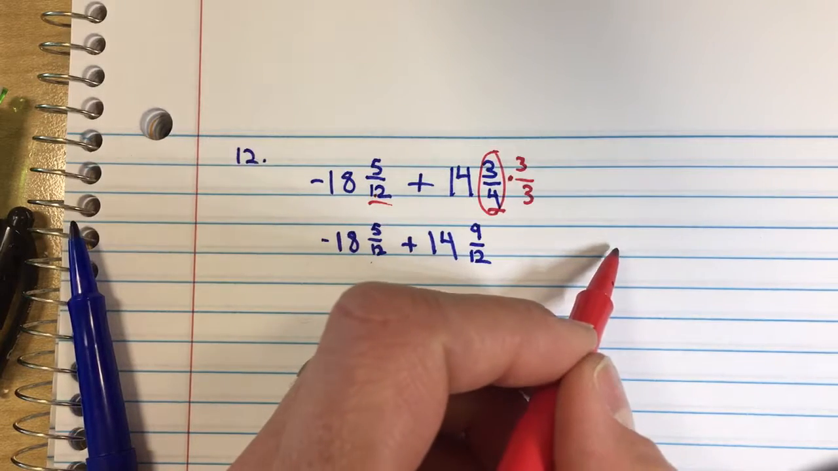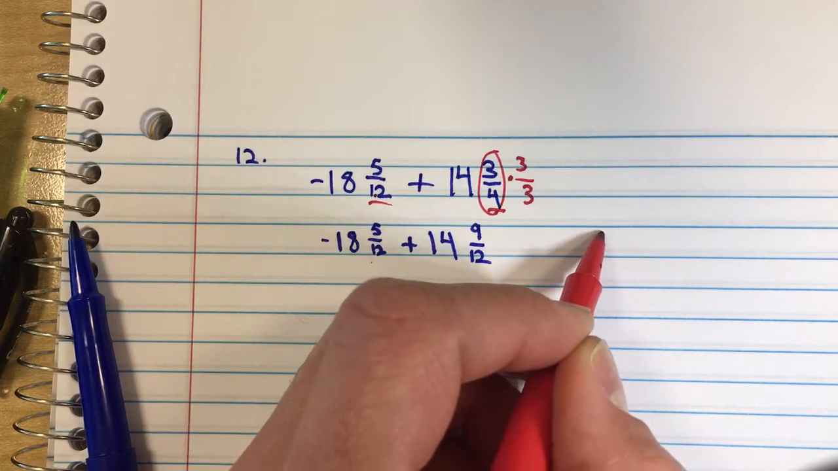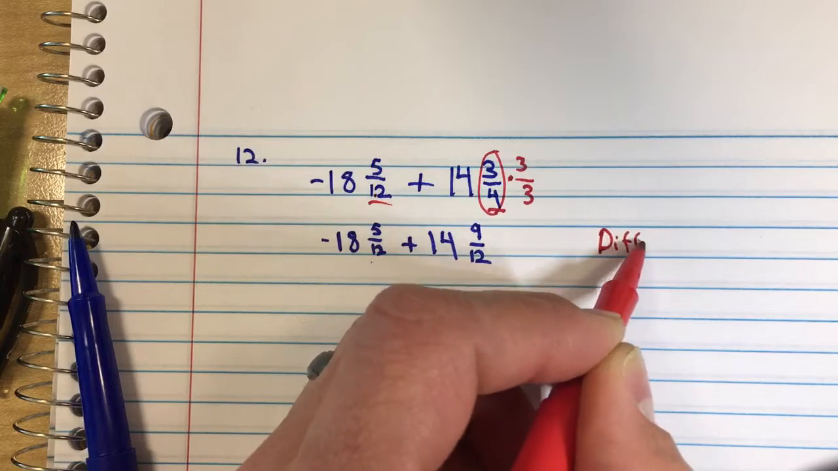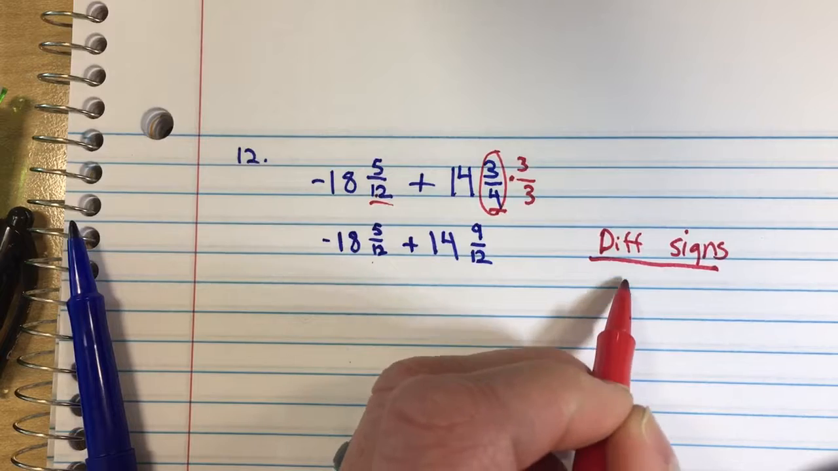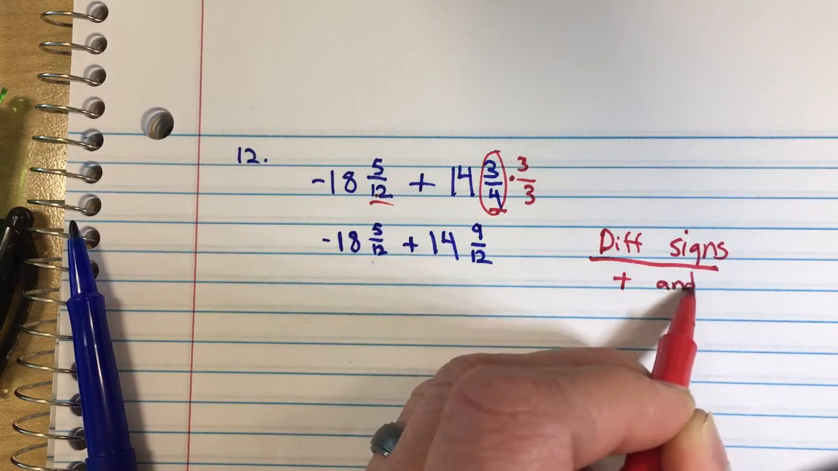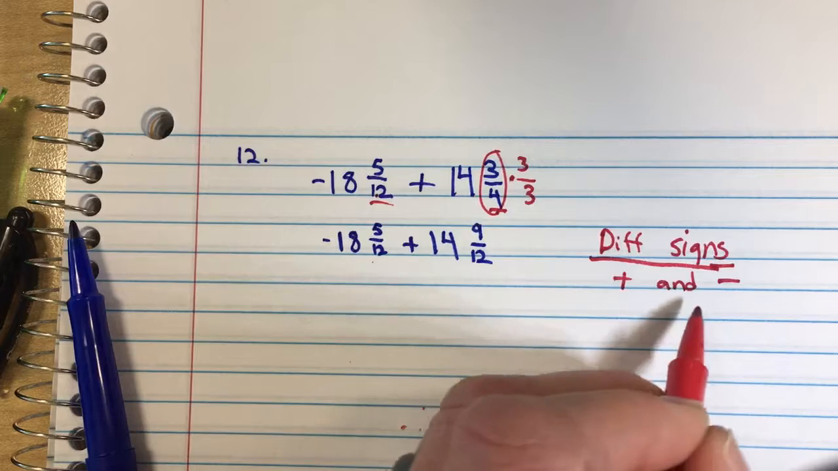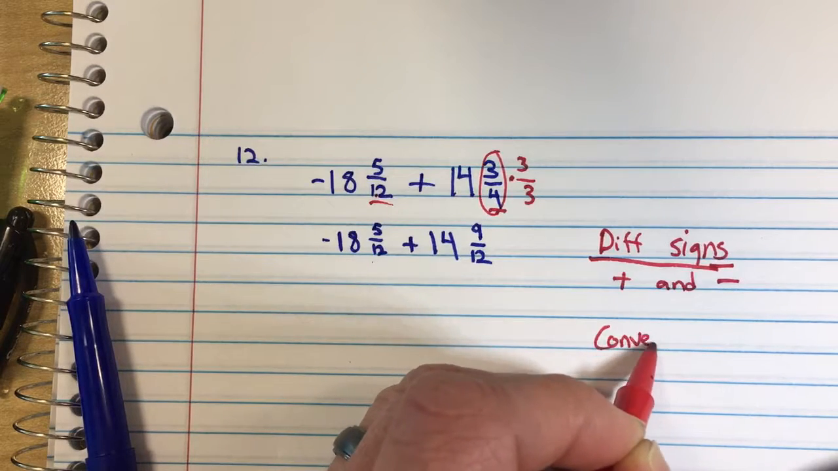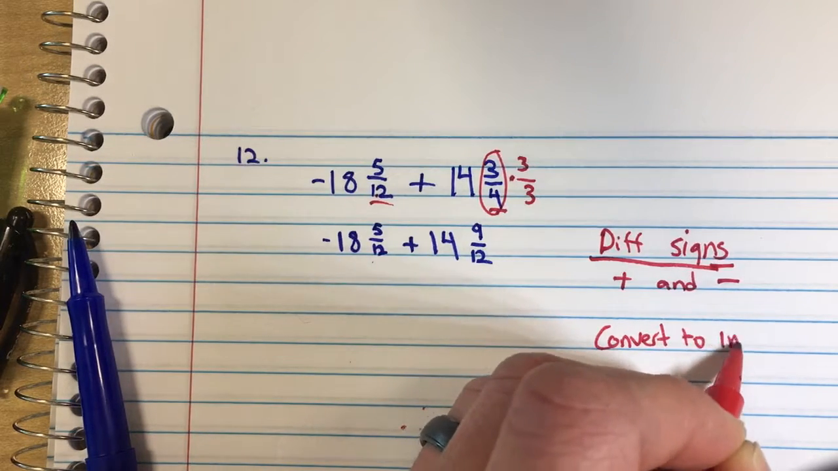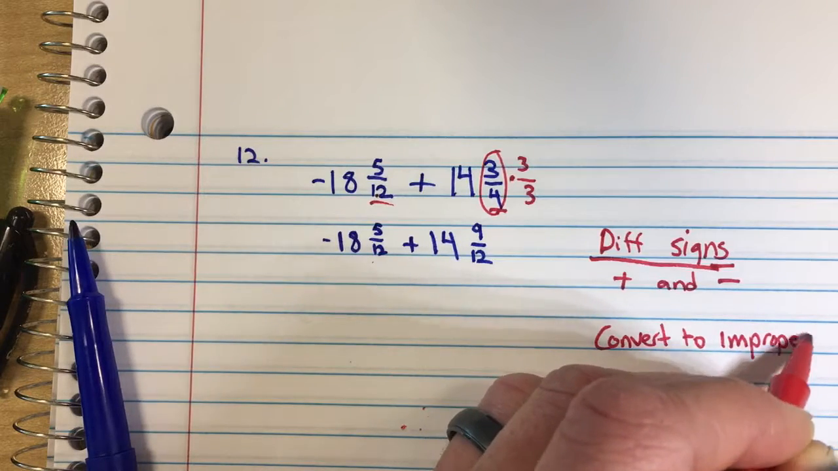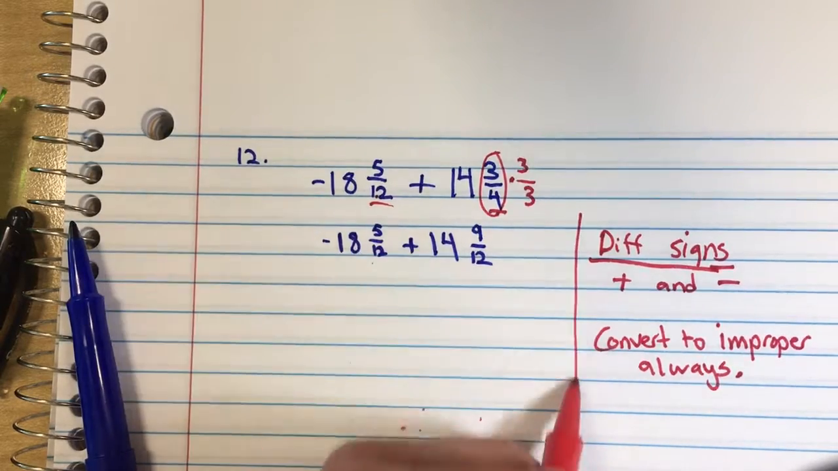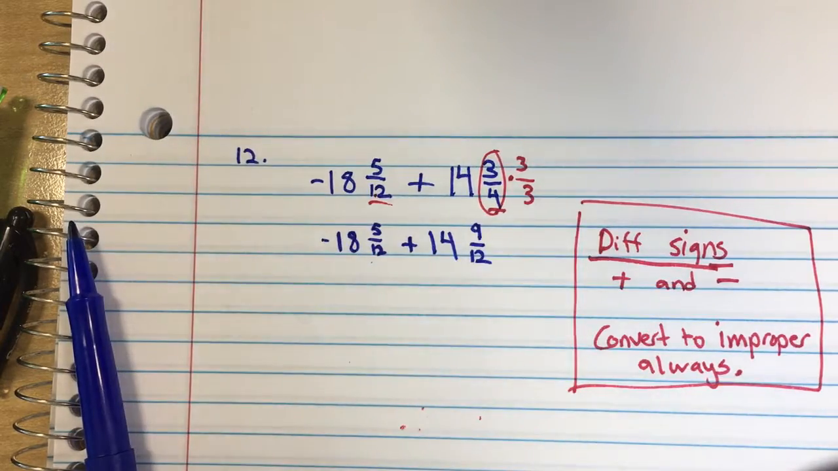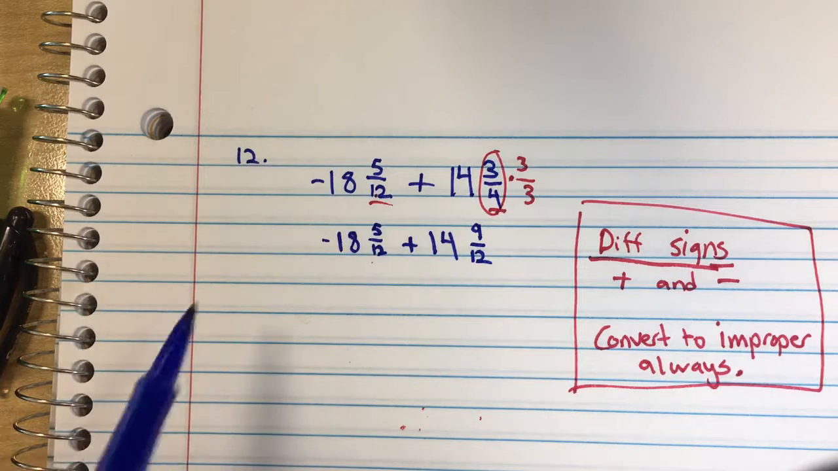I'm going to always teach you to convert to an improper fraction. So here's what you need to write down. If you have different signs, something like this, positives and negatives for fractions, convert to improper always. Different signs, just always convert it to an improper fraction and it will work. Sometimes we mess up if we try and borrow from a whole.